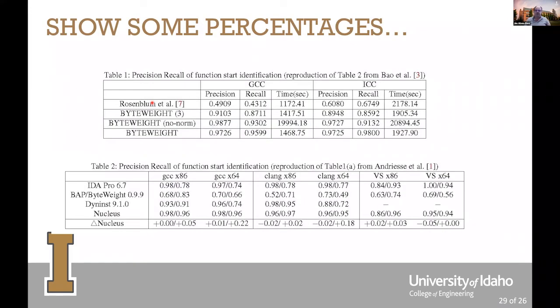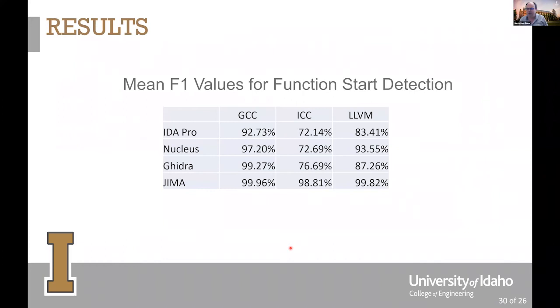Well, if we look at things other people did, like Andriesse or Bao, they report things this way. They say, here are the different tools we looked at, IDA Pro, BAP, Dyninst, Nucleus. We looked at 32-bit or 64-bit, different compilers, and we gave our numbers, precision and recall. So they gave their results using these raw numbers, and this is what you normally see in a paper. I don't like this. I can do this too. I can say, here are the F1 values. 99.96 is better than 99.27. We win, right? 98.81 is better than all these 70s. We win. Okay, that one we do win on.